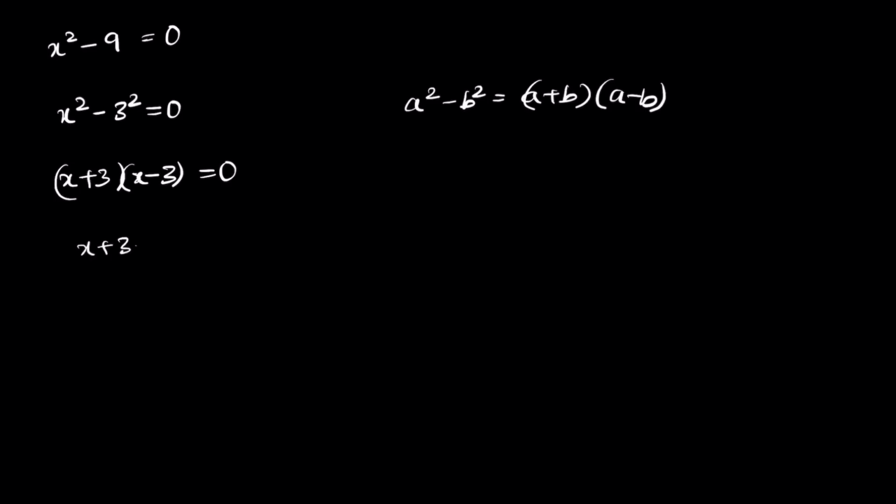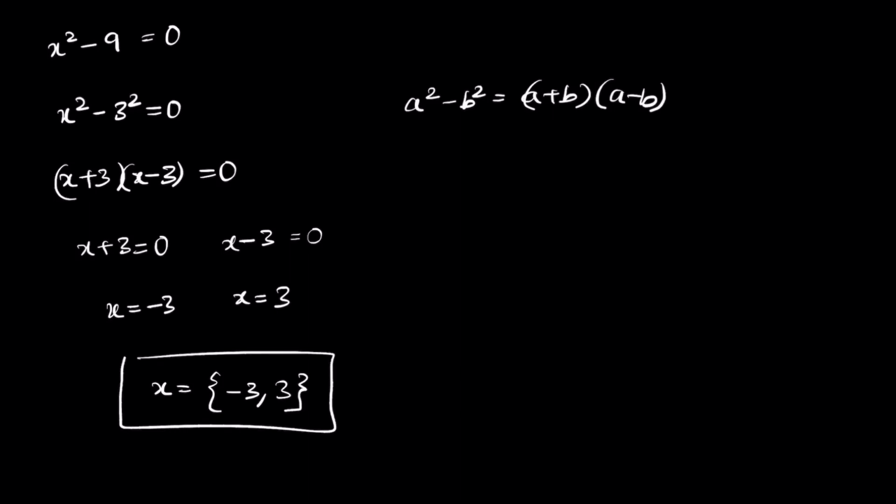So again, x plus 3 equals 0, x minus 3 equals 0. So x equals negative 3 and x equals 3. So x can be negative 3 comma 3. So this is the answer for this question. So now try the same type. So x square minus 25 equal to 0. So pause the video right here and try to solve this problem.